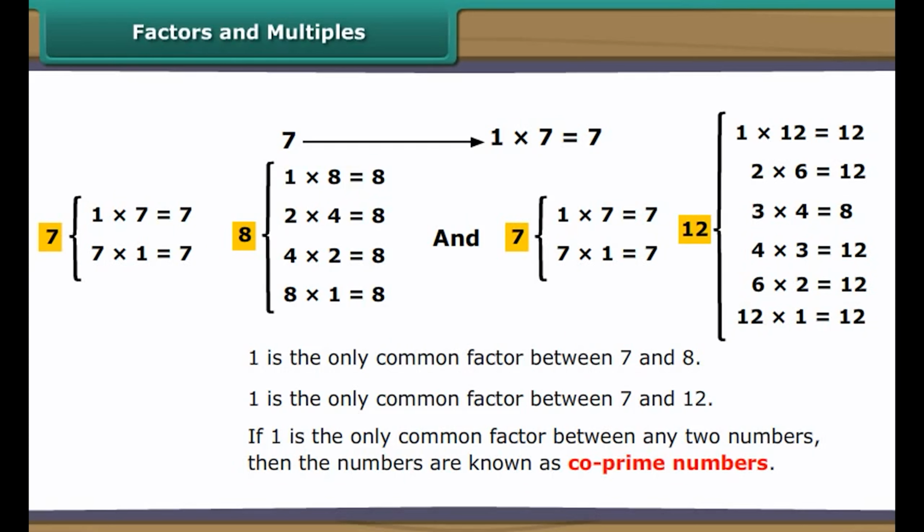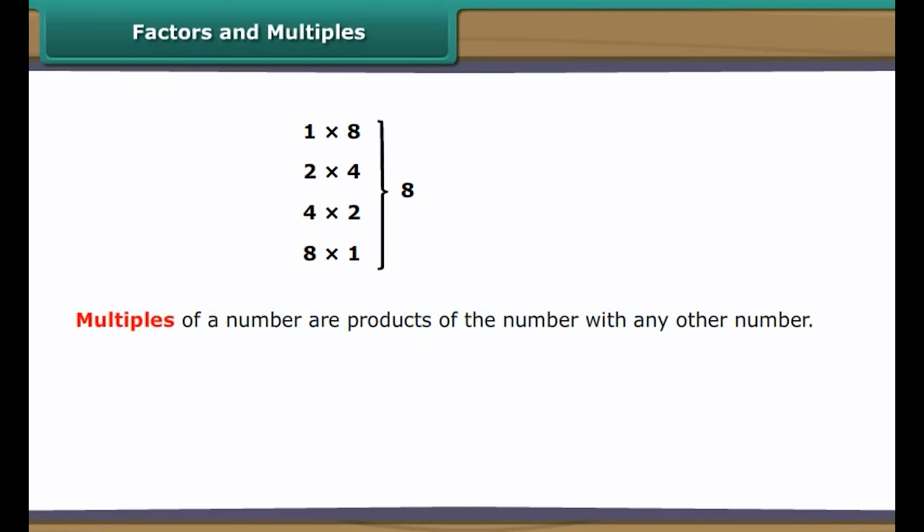In the example, we described the patterns numerically as 1 into 8, 2 into 4, 4 into 2, 8 into 1. Each of these expressions yields 8 as the product. Therefore, 8 is the multiple of 1, 2, 4 and 8. Multiples of a number. Properties of factors and multiples. Factors and multiples are numbers that possess specific properties.